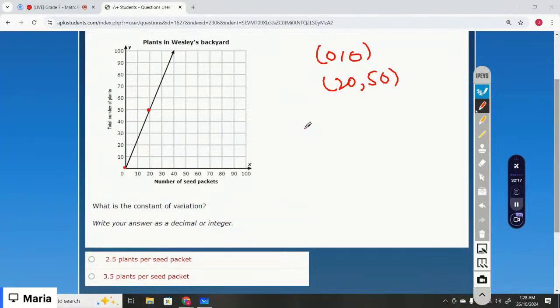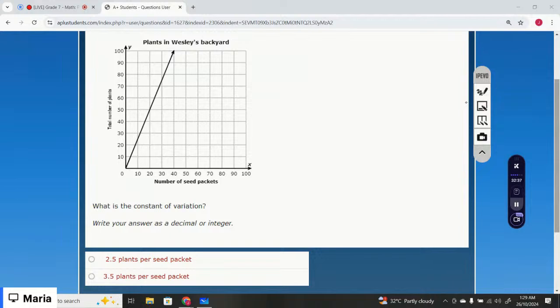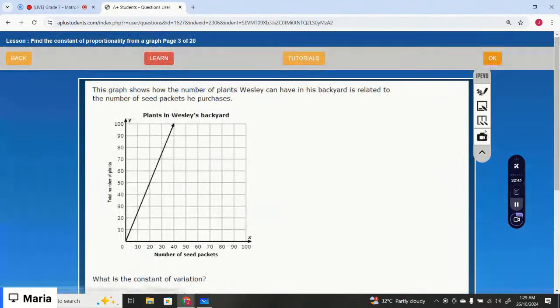So the constant of variation is 50 over 20, that is 2.5. The correct option is 2.5. Option number 1 is the correct option, that is 2.5 plants per seed packet.